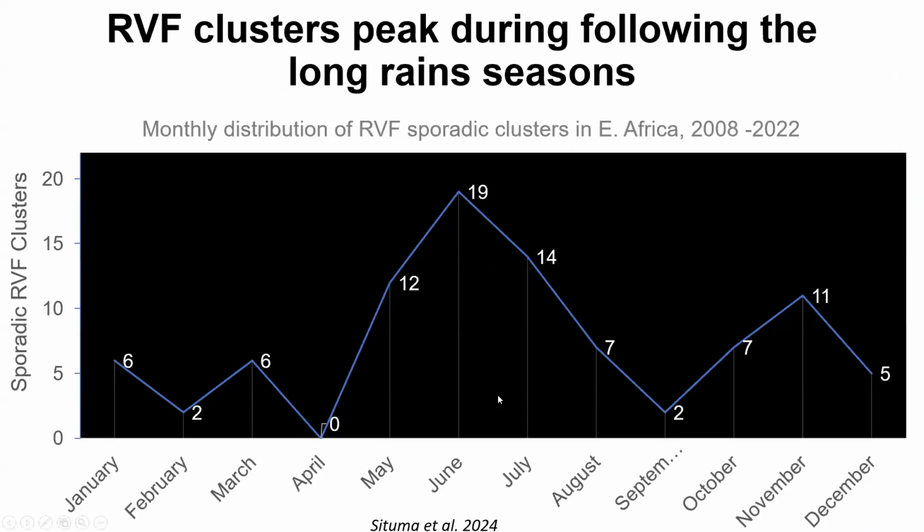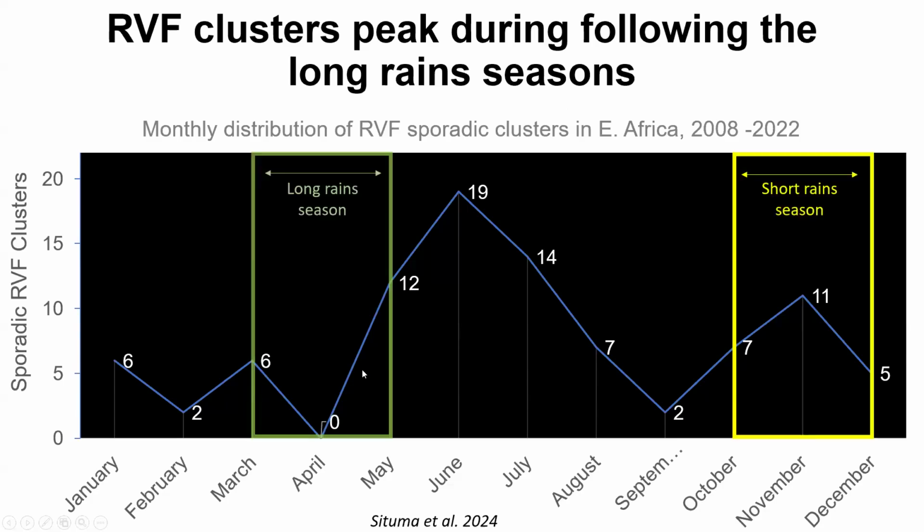And there is a distinct seasonality to RVF. For all the clusters that we observed from 2008 to 2022, this is basically showing when in the year those RVF clusters occurred. The region has 2 distinct rainy seasons. They have the long rain season, which is March through May, and a short rain season, which is October through December. And the highest number of these clusters were observed actually following the long rain season. So May, June, July is when we saw the highest number of these RVF clusters.